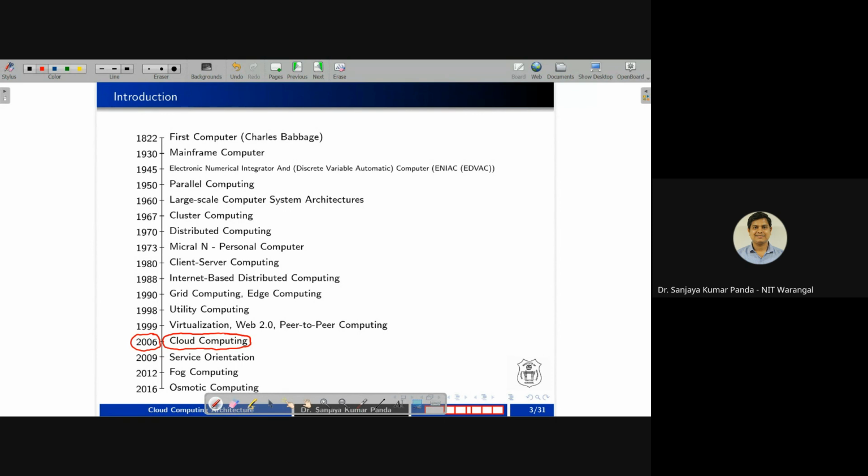Similarly, in 1960, we had large-scale computer system architecture. In 1967, we had cluster computing, in which we consider a group of nodes of similar architecture, similar behavior, similar operating systems. They are grouped together to provide the services. Because if I say that I need, let's say, 1 TB of RAM.